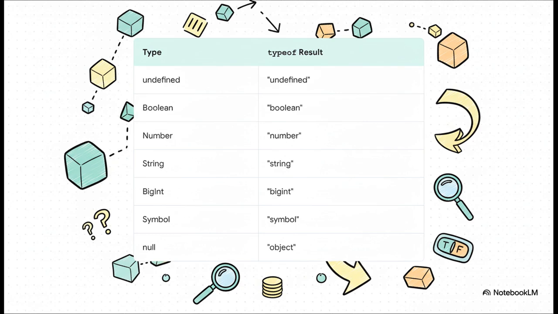For null, typeof returns object. This was a bug in the very first version of JavaScript that they can't fix now without breaking half the internet. So just remember, to check for null, you always have to do a strict equality check, like variable === null.